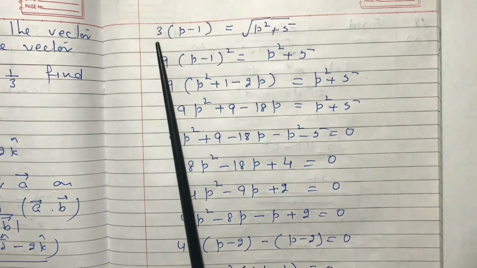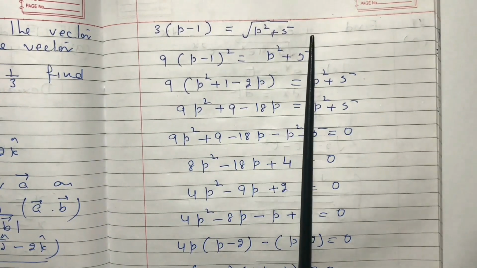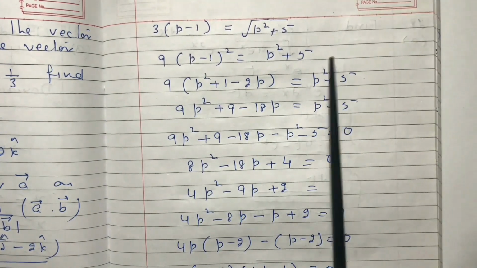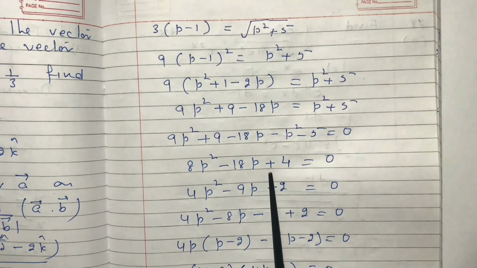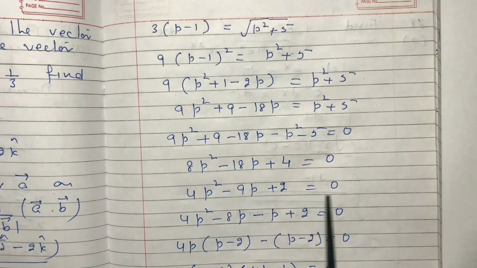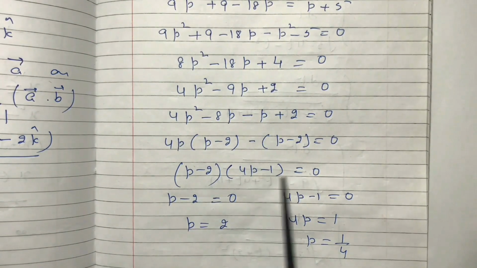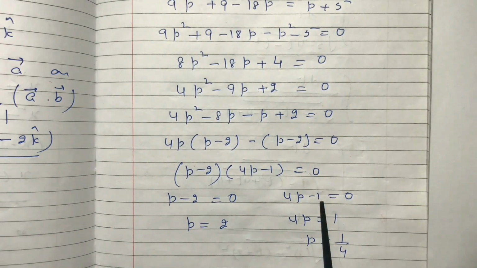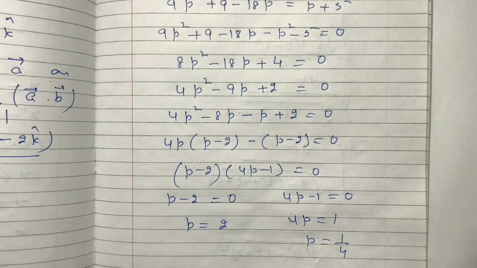So by cross multiplication I'll get 3(p minus 1) is equal to root p square plus 5. Squaring both sides, we will get 9(p minus 1) whole square is equal to p square plus 5. Now simplify it. After simplification, you will get this quadratic 8p square minus 18p plus 4 is equal to 0. Divide by 2, you will get 4p square minus 9p plus 2 is equal to 0. Now after factorizing it, you will get (p minus 2)(4p minus 1) is equal to 0. So p minus 2 is equal to 0, p is equal to 2. 4p minus 1 is equal to 0, 4p is equal to 1, p is equal to 1 by 4. So this is how you are going to do it.